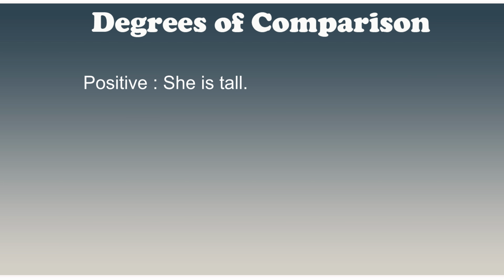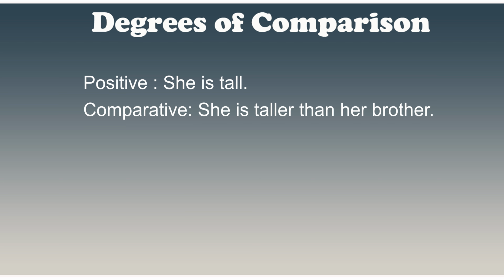For example, she is tall. Here, tall is the positive degree of the adjective. Next, we have the comparative degree. This form compares two things, indicating that one has more or less of a quality than the other. For instance, she is taller than her brother. The adjective taller is the comparative form of tall.